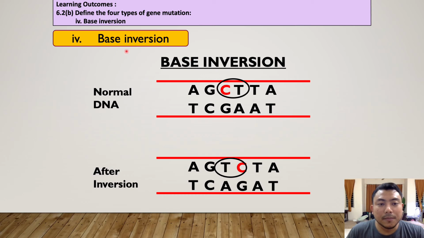And next is base inversion. Inversion ni bertukar tempat lah. So this is the normal DNA. The sequence is AGCTTA. So what happened is that C and T, they exchange place, invert. So nampak C and T bertukar tempat. So this will not cause frame shift mutation because the codon still is read in the same triplet. Dia tak kacau codon-codon yang belakang.